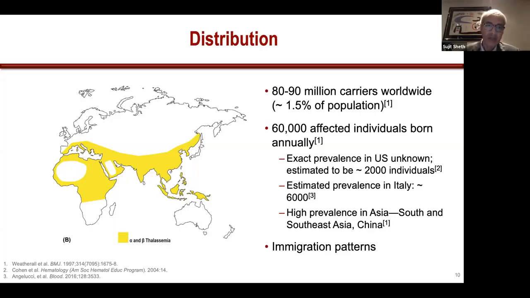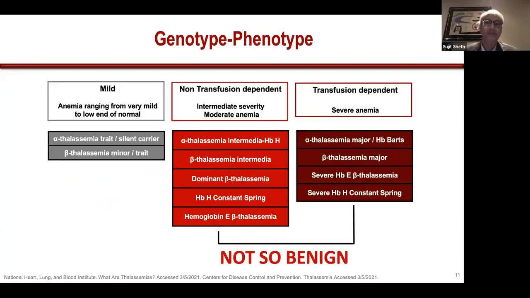However, now it is pretty much a worldwide disease, even though this map does not include other parts of the world like North and South America. But immigration patterns have led to the prevalence of this disease in virtually all countries in the world.